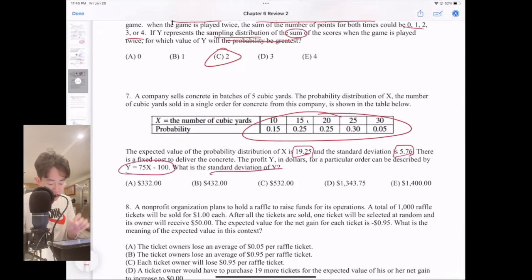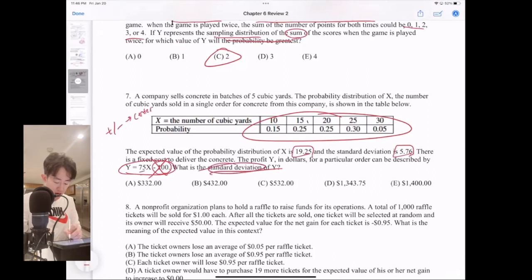Well, Y is 75 times X minus 100. Now, remember what minus 100 to the data does in terms of standard deviation. It actually has no impact. Adding or subtracting, the only thing that changes is the center. Well, we're talking about the standard deviation.